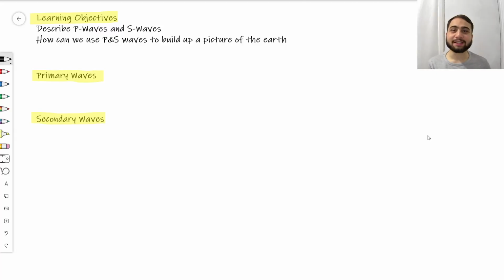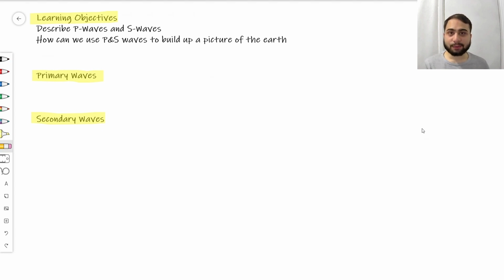My name is Onam and today we're going to be talking about seismic waves. Some of our learning objectives include to describe P waves and S waves, so primary waves and secondary waves. How can we use these P and S waves to build up a picture of the Earth? Now, let's start having a look at P waves and S waves.